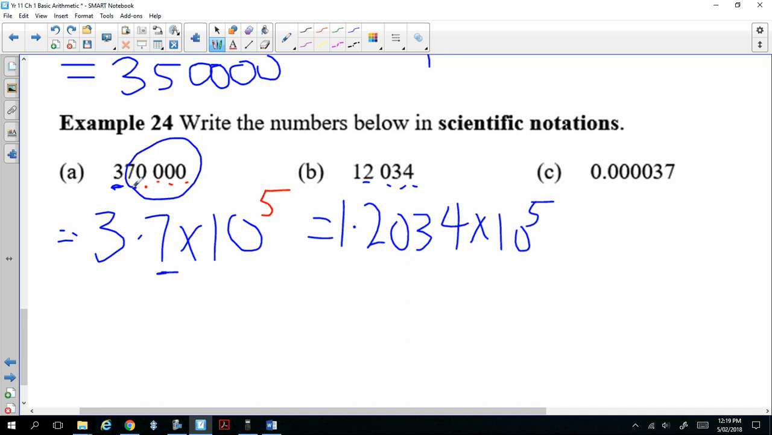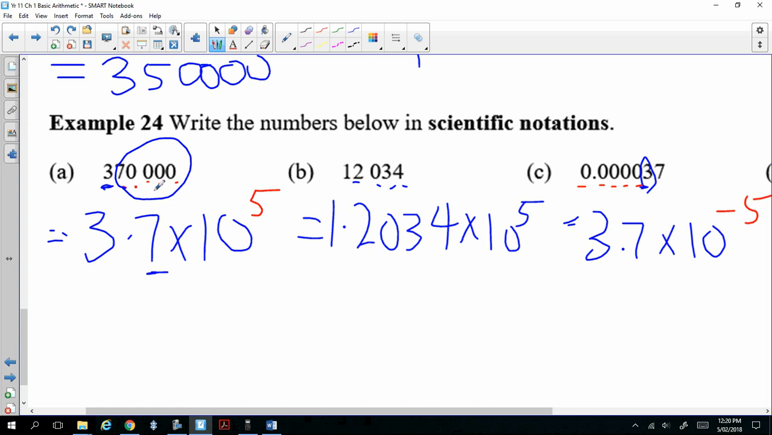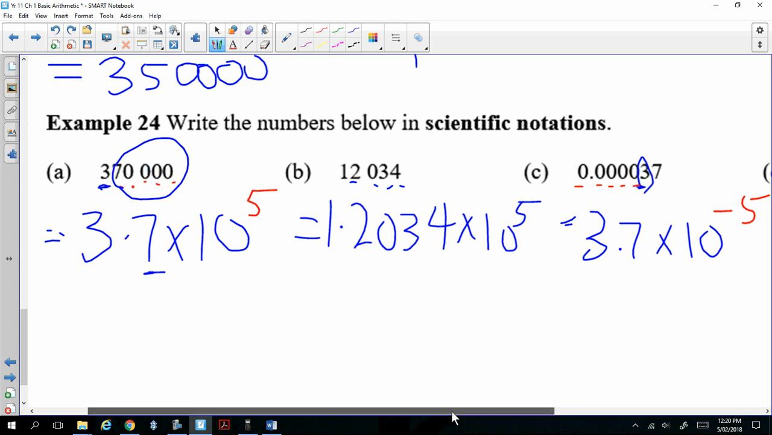Alright, we've got some small numbers, so small numbers are also easy. Just put the dot after the first significant digit, which is 3, so write 3.7 times 10. And what you do is just count the number of 0. 1, 2, 3, 4, 5. So you go negative 5. Because it's at the front, you write negative 5. This one you count the number of 0, or the number of digits after the first significant figure.